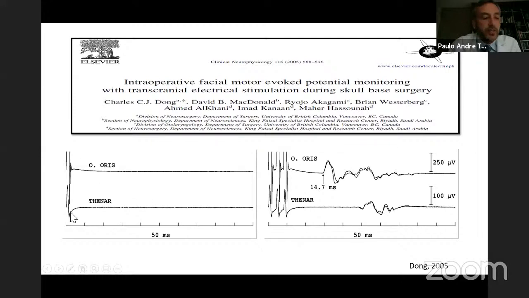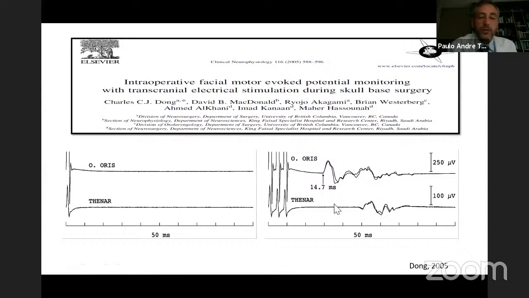The technique uses a single pulse. The first report of intraoperative monitoring is described here by Dong, and they published it with other colleagues, adopting the concept that only a train of stimuli can evoke a central response. If we use a single pulse, we cannot evoke a central response, but we can evoke a peripheral response. So to evoke a central response, we have to summate temporally and spatially the pulses to evoke through the corticobulbar tract the CMAP, the compound muscle action potential.